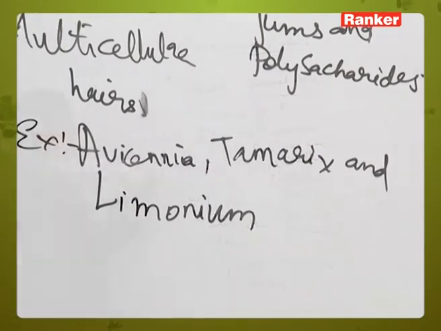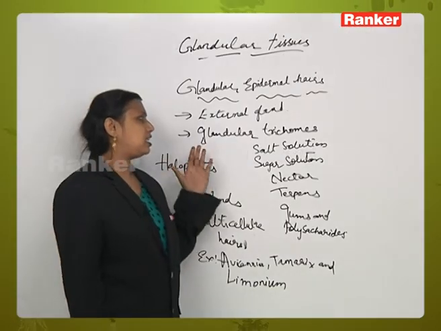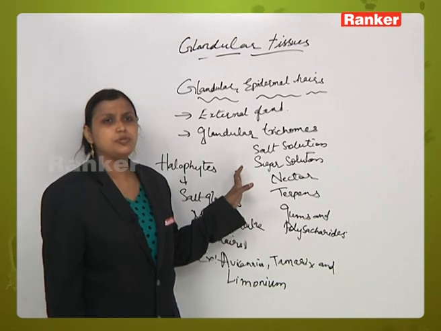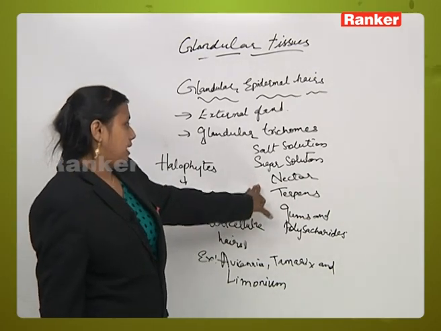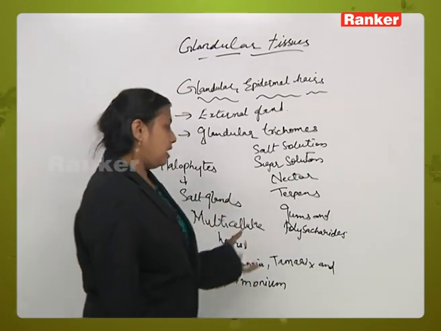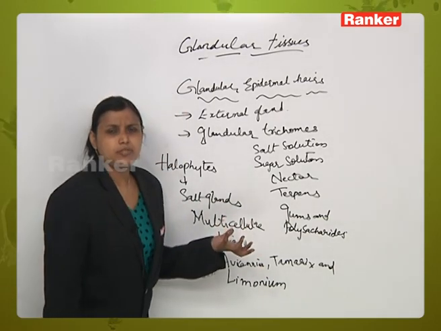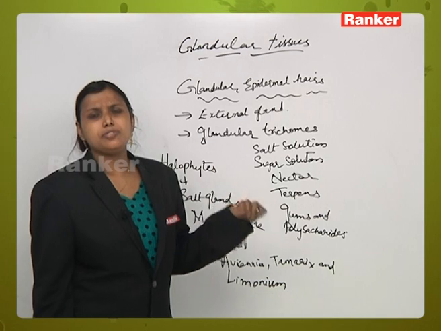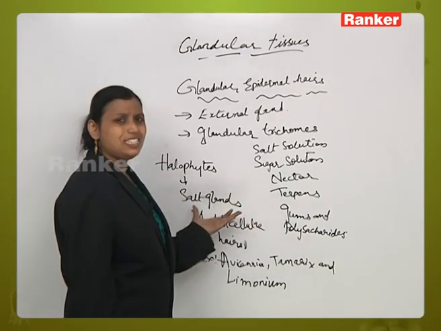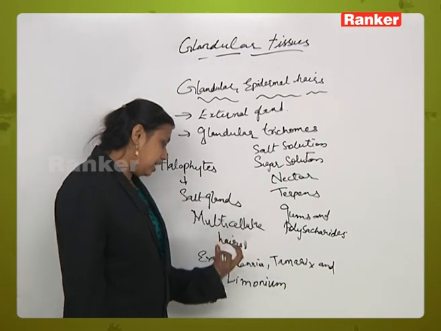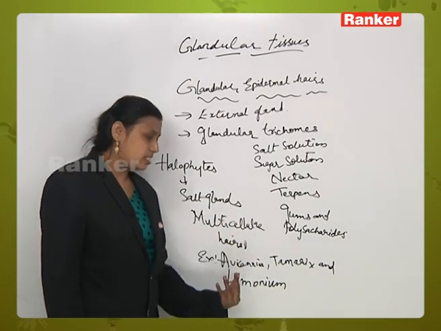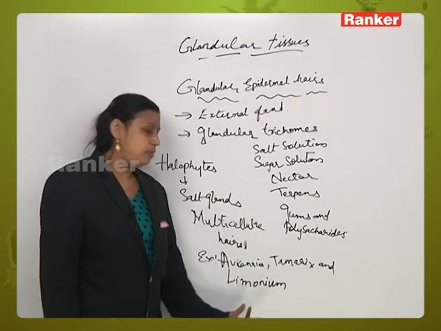So, what are these glands? These are the external glands. These are glandular trichomes which secrete salt solution, sugar solution, nectars, terpenes, gums, and polysaccharides. In some halophytes, we see the secretion of excess salts. Those are called salt glands, and these glands normally occur in the form of multicellular hairs. The examples for this are Avicennia, Tamarix, and Limonium.